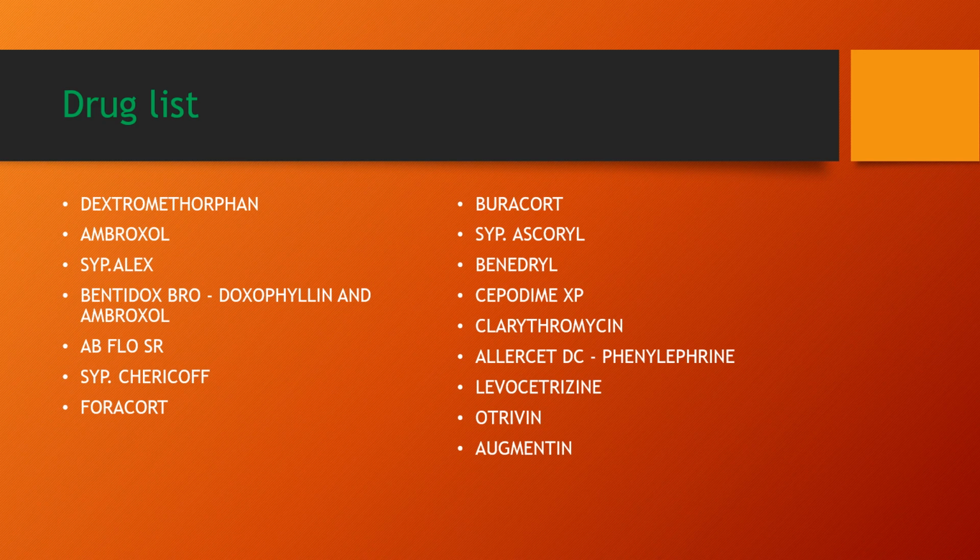And here's a drug list of the drugs we are going to talk about: dextromethorphan, ambroxol, alex combination, doxycycline and ambroxol, AB-Flow SR combination, cherry cough syrup, foracort, buracort, syrup ascoril, benadryl, cefodime, clarithromycin, Alercet, which is phenylephrine, levocetirizine, Otrivin, which is xylometazoline, and augmentin, which is amoxicillin and clavulanic acid.